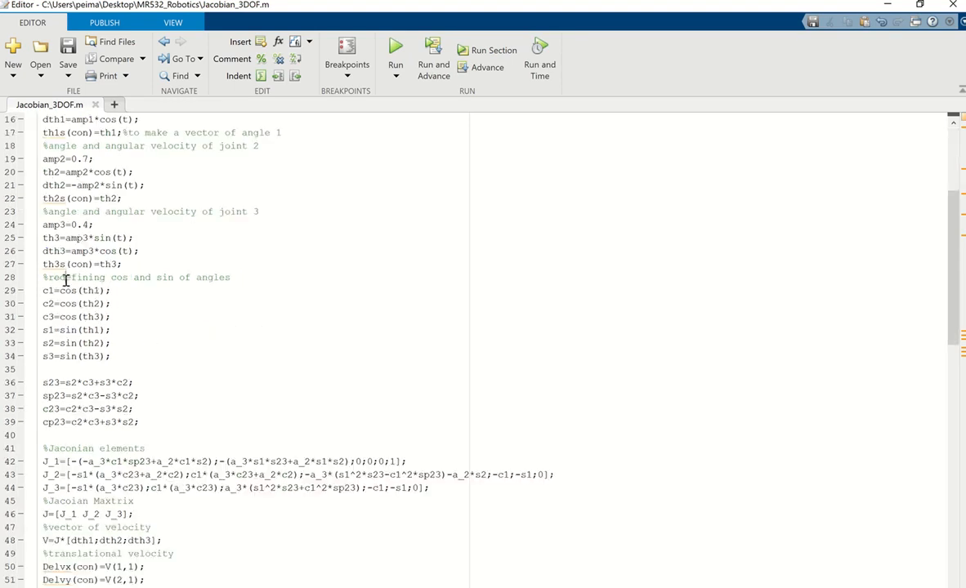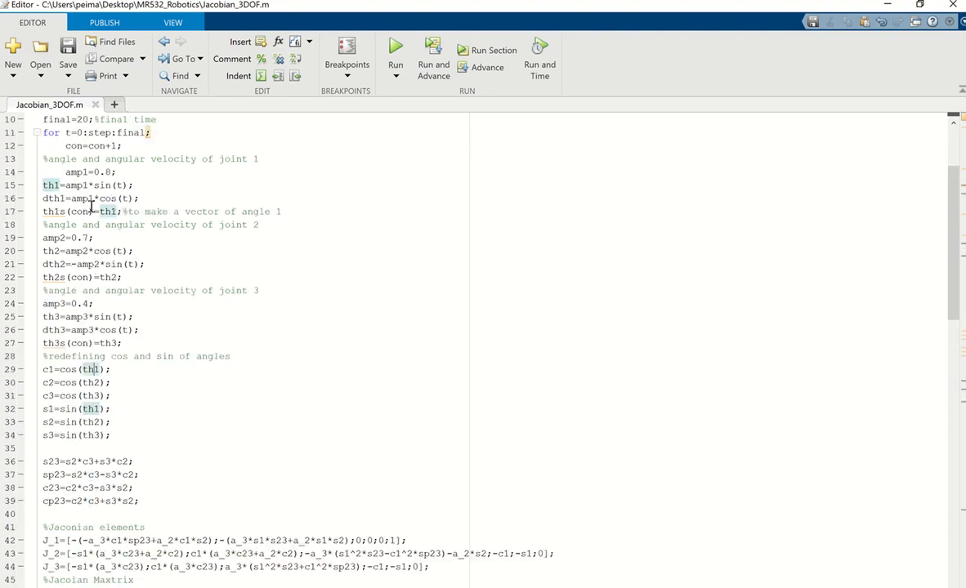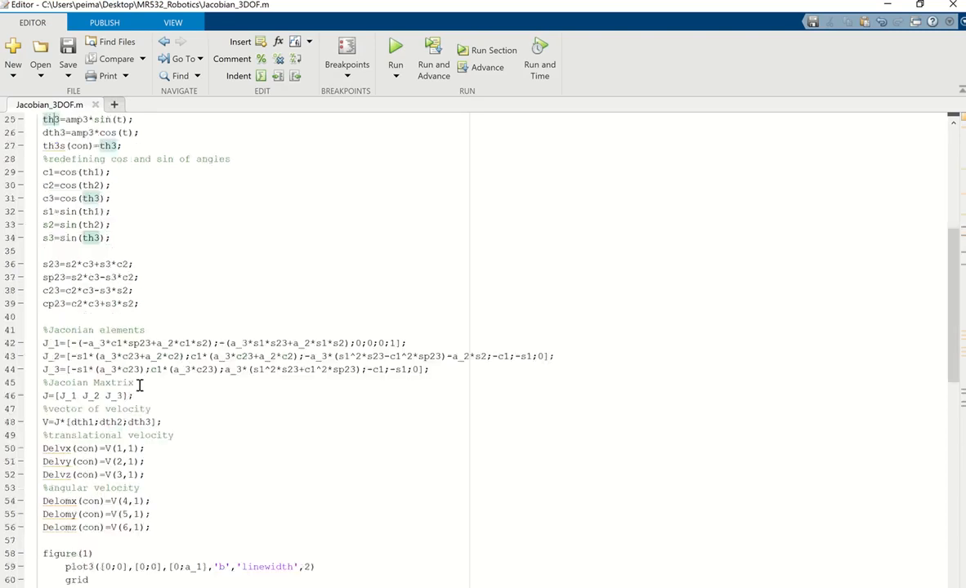Now exactly redefining the cosine and sine of the angles, as I did in the derivation of the Jacobian matrix. I said cosine 1 is cosine theta 1. You have theta 1 from here, so I put time here, it gives you theta 1. Put time here, it gives you theta 2. Put time here, it gives you theta 3. Now I'm defining cosine 1 is cosine theta 1, cosine 2 is cosine theta 2, cosine 3, sine 1, sine 2, sine 3. This is one of the powerful features of Matlab.